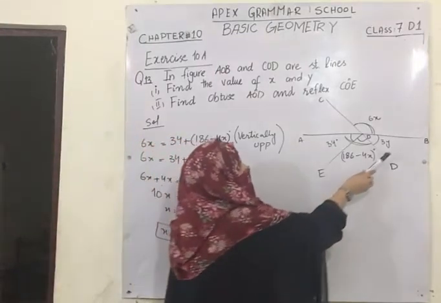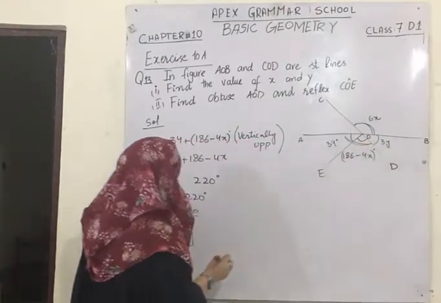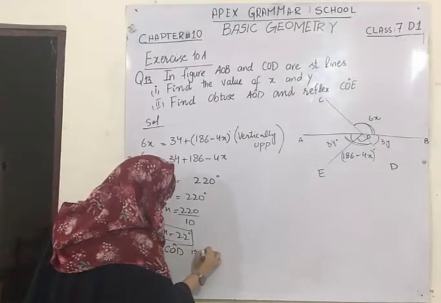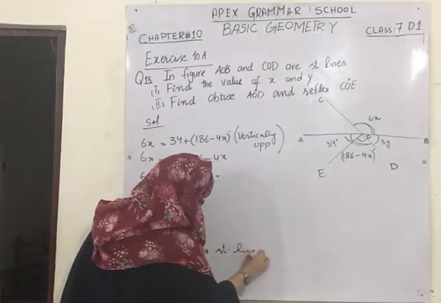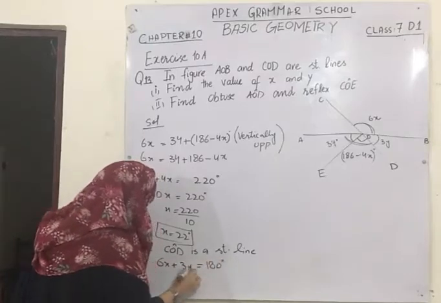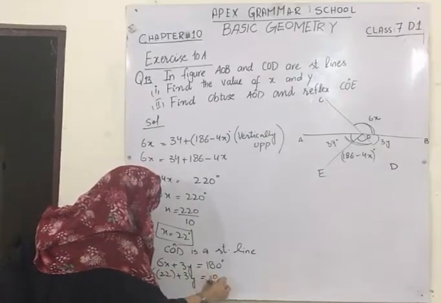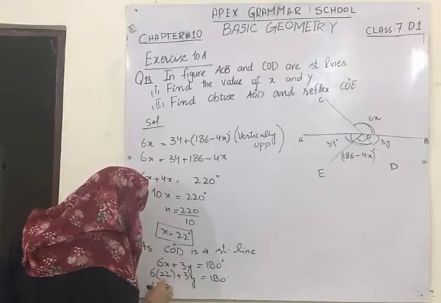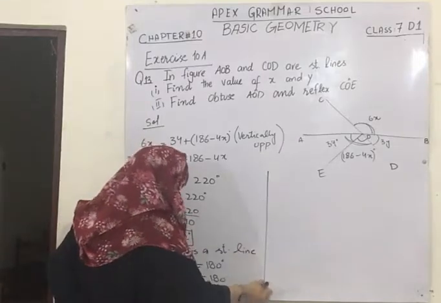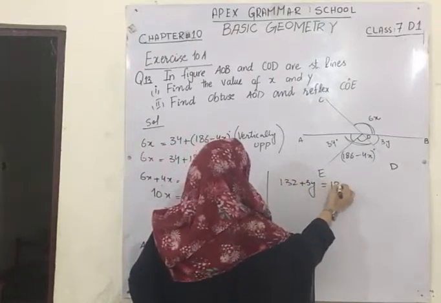Now we have to find the value of y, for which I am going to take that COD is a straight line, so angles lying on this line will add up to make 180 degrees. As COD is a straight line, hence 6x plus 3y will add up to make 180 degrees. We have the value of x to be 22 degrees, so 132 plus 3y is equal to 180 degrees.